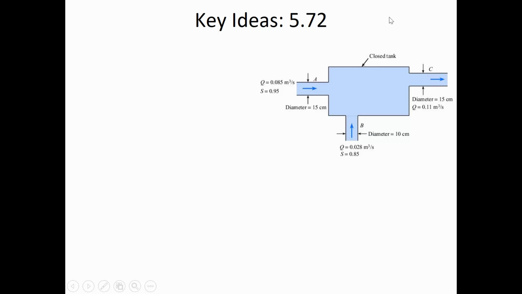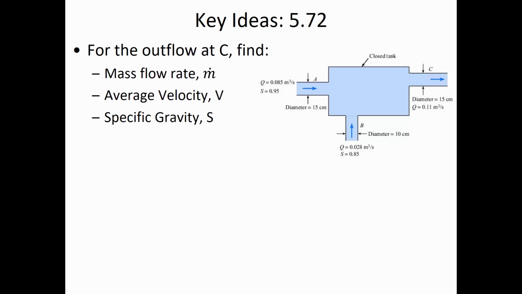Here we have a control volume, this closed tank. And since it's a closed tank and there's no space for fluid to accumulate, we can assume that what goes in has to come out. What they're asking you to find out is here at C, where the flow is exiting the closed tank, they want to know the mass flow rate, the average velocity, and the specific gravity. Now what's challenging about this is of the two inflows, at the inflow at A and the inflow at B, we have two different streams with different specific gravities.